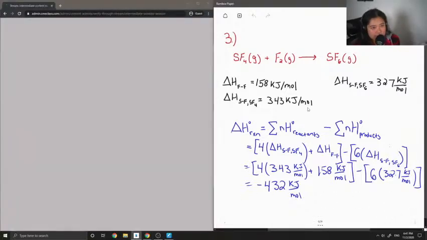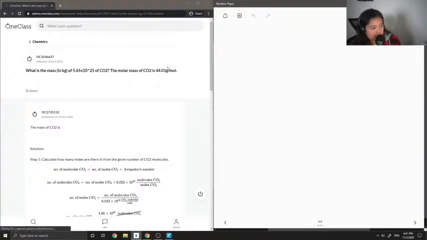Okay, so now we can move on to question number 4. What is the mass in kilograms of 5.65 times 10 to the 25, I'm guessing, particles or molecules of carbon dioxide? The molar mass of carbon dioxide is 44.01 grams per mole.